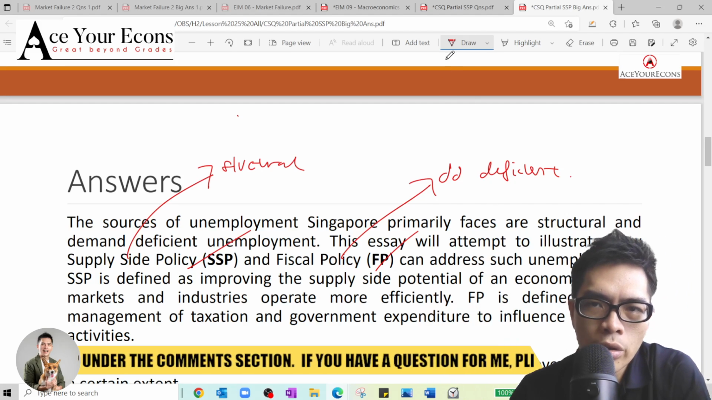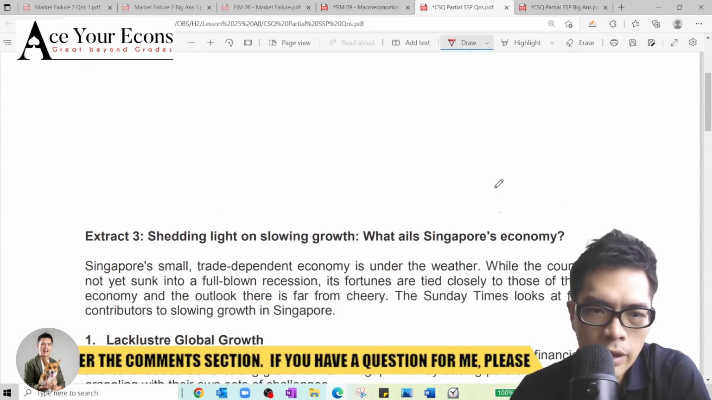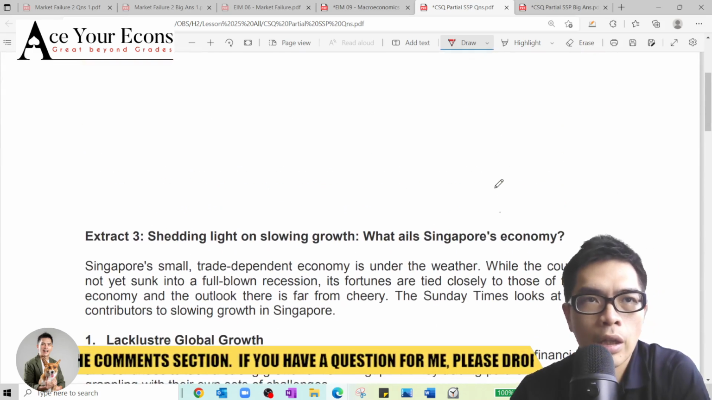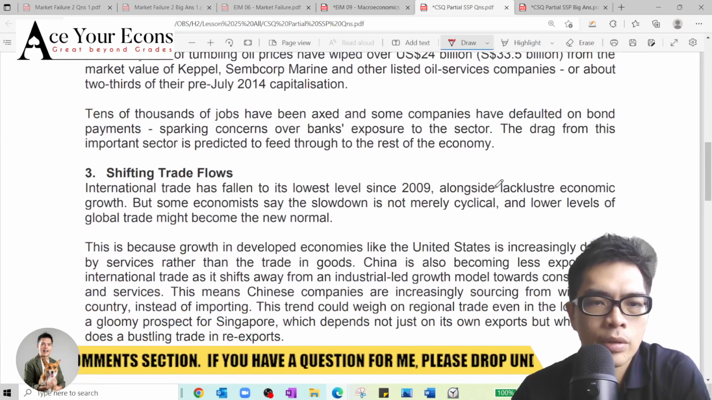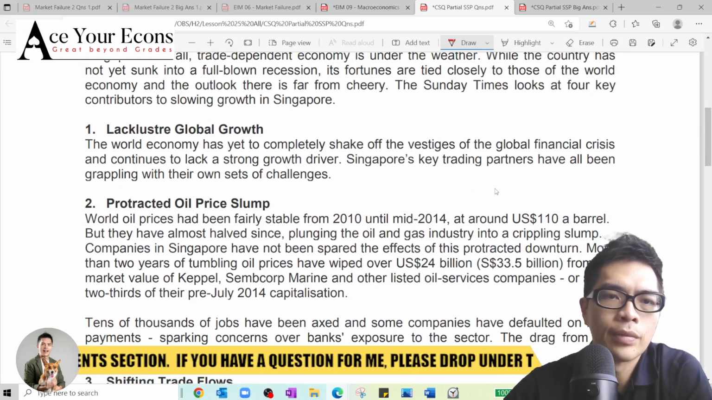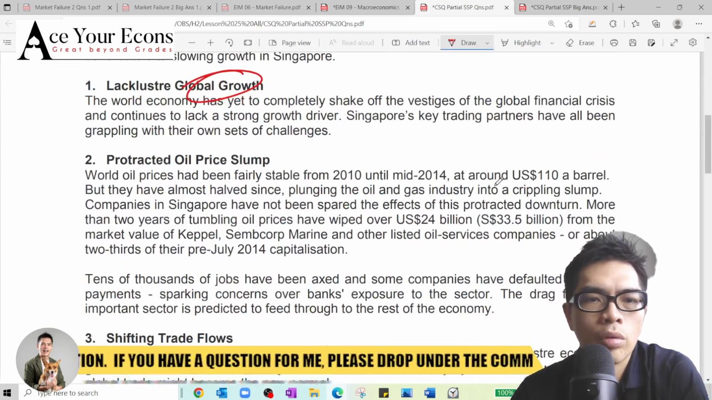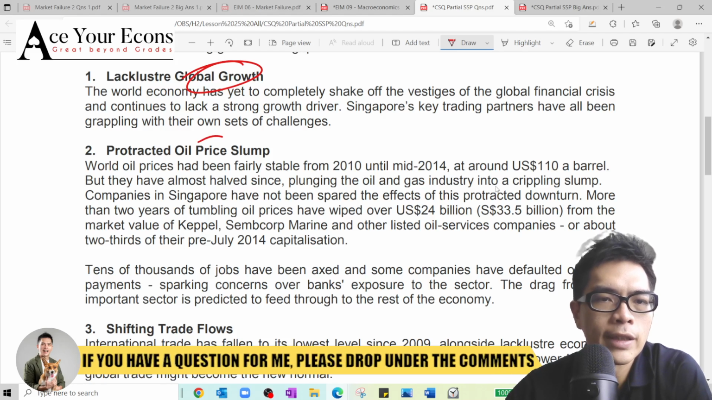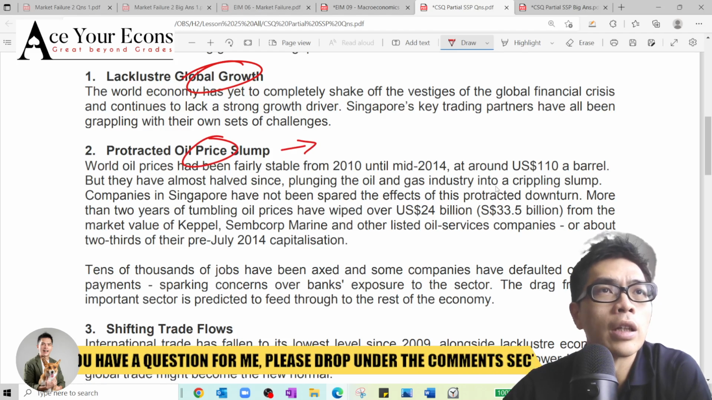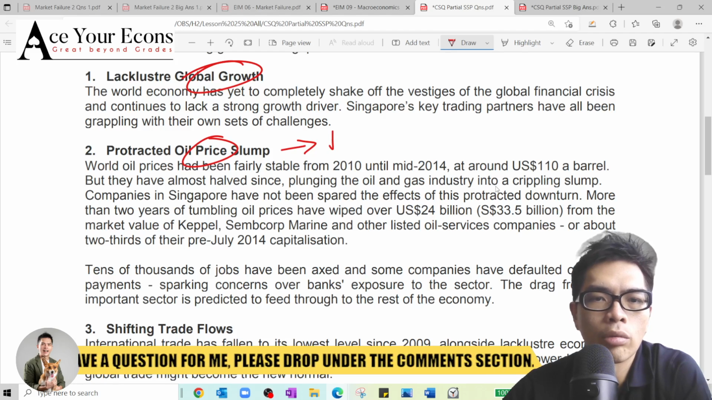So I want you all to look at the extract again. There are some traces where demand deficiency is present, and you can see here: global growth, protracted oil price slump. It could suggest that there is a downturn in oil.